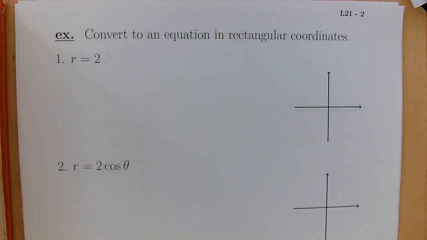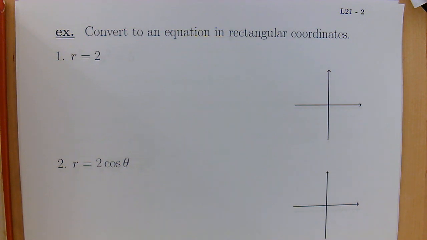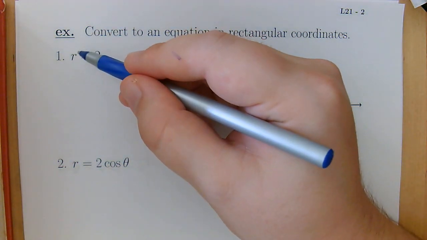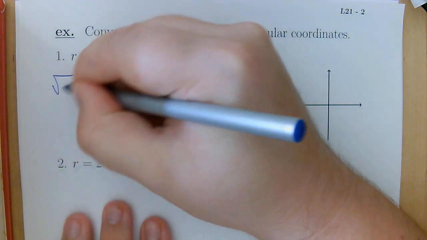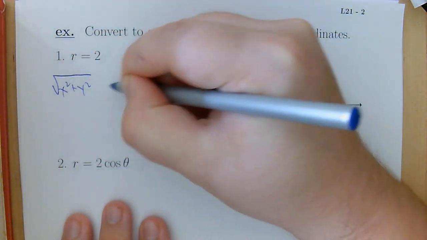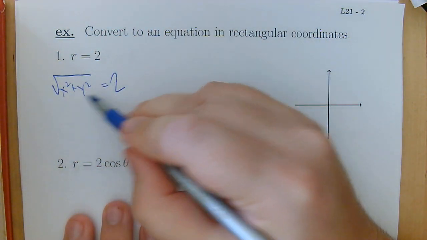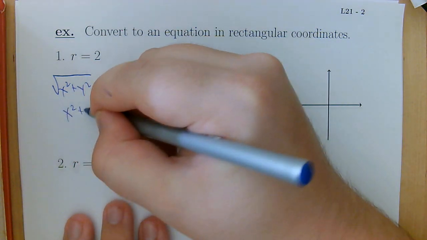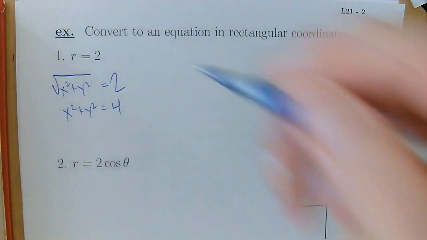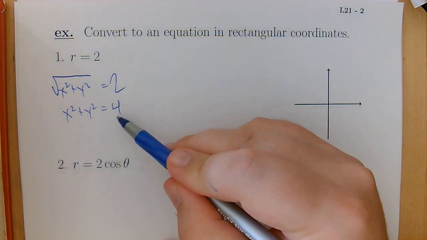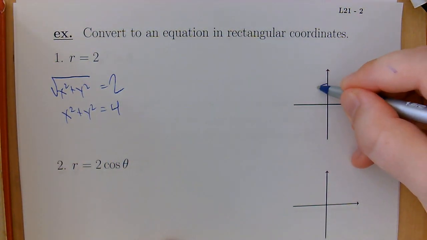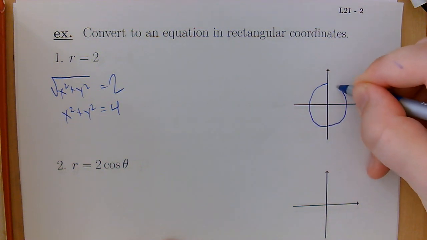Convert to an equation in rectangular coordinates. So we want to get rid of any r's or thetas that we see and replace them with x's and or y's. All right, so if we have r is equal to 2, remember that r is the square root of x squared plus y squared. And then if we square both sides, we have x squared plus y squared is 4. And hopefully we recognize this. This is the circle centered at the origin of radius 2. So we can draw that relatively easily over here.